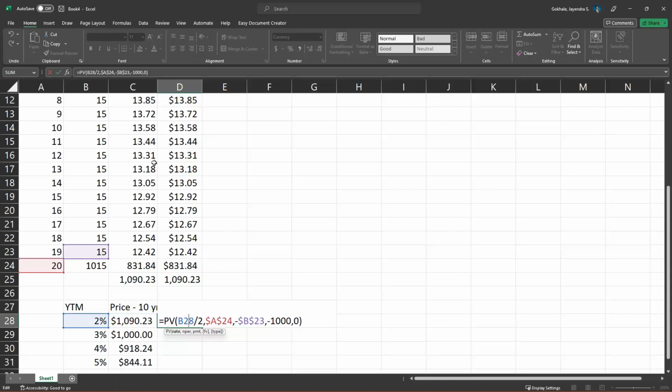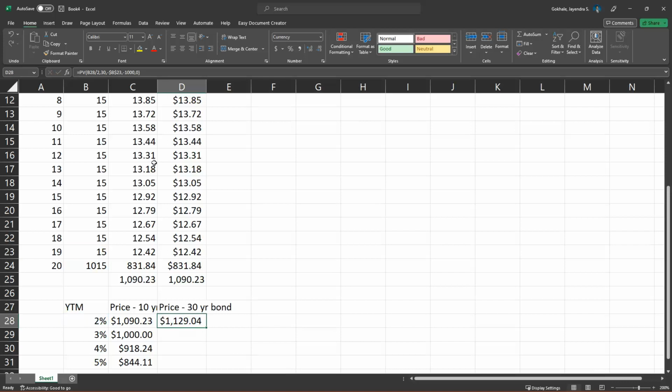The rate is B28 by 2. The number of periods is 30. Just remove that, make it 30. And the cash flows are still the same. The coupon rate is still 3%. And the par value is still 1,000. So the price has gone up for a 30-year bond. Now notice what happens. The price becomes par again.